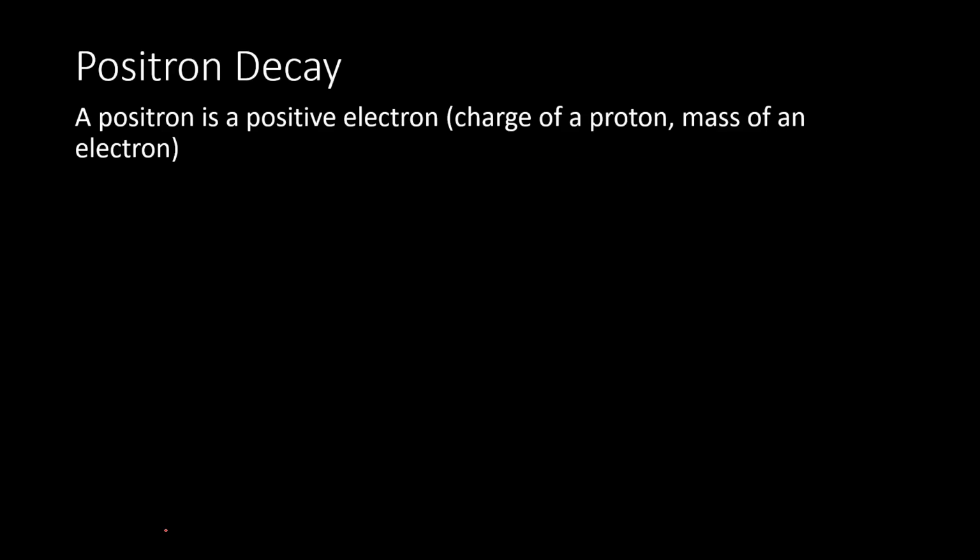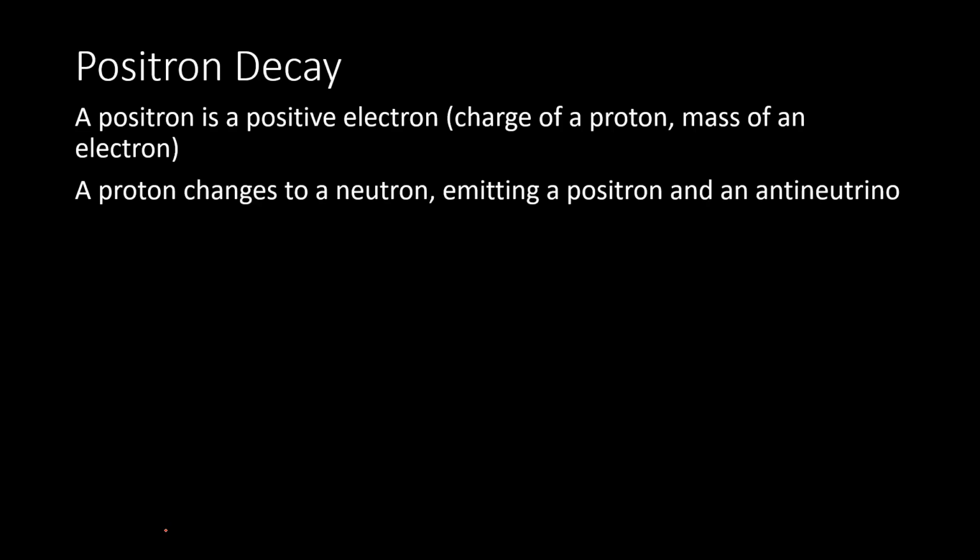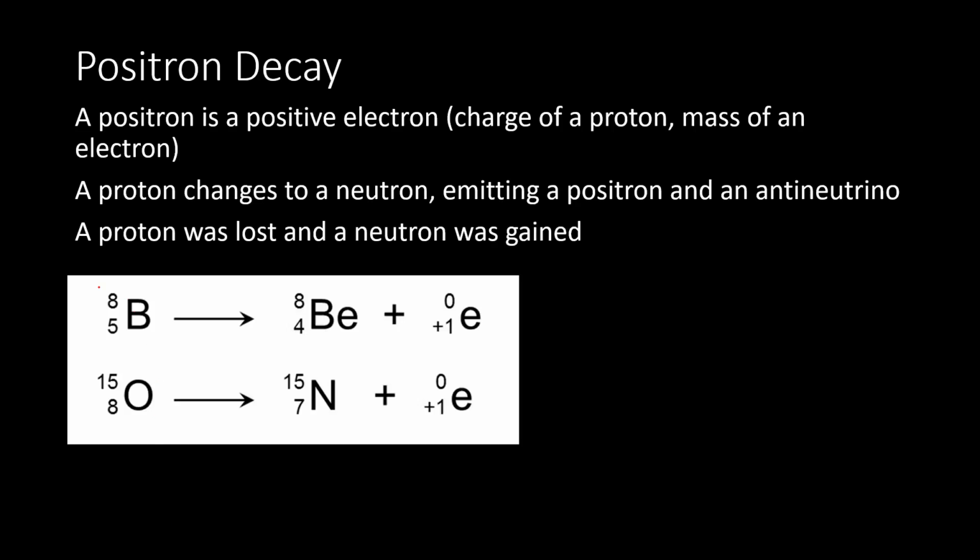A positron is a positive electron. It has the charge of a proton, a positive charge, and the small mass of an electron. Sometimes a proton changes into a neutron, a positron, and an antineutrino. The positron and antineutrino are emitted from the nucleus and the neutron stays. Because we lost a proton but gained a neutron, the atomic mass does not change. However, the atomic number decreases by 1, and on both sides, atomic mass and atomic number are conserved.